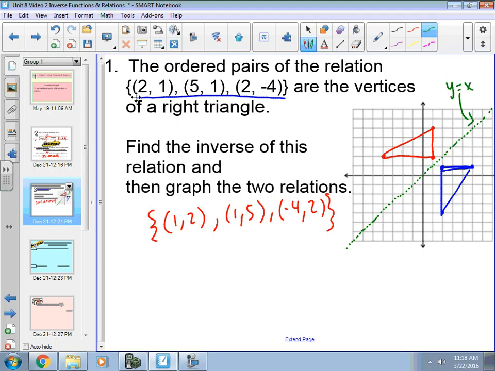And the reason for that is, what did we do? We swapped the x and y values in order to do that, so that makes sense that that would be the line it's being reflected over. So anytime you graph an inverse, it's always going to be symmetrical, a reflection over the line y equals x.